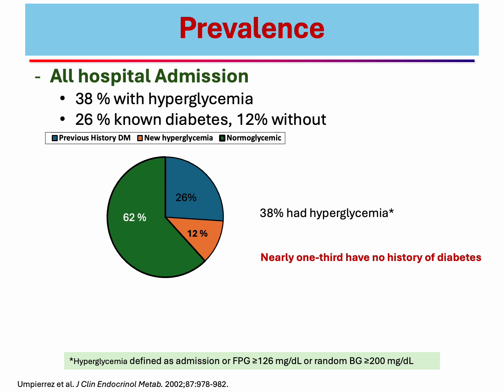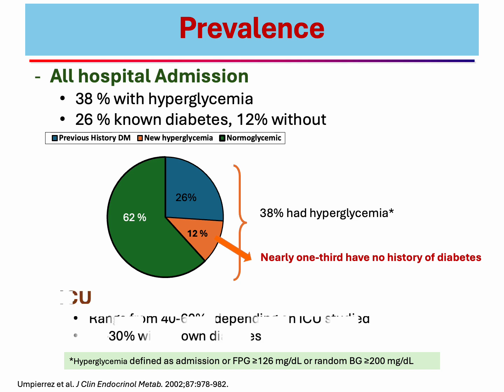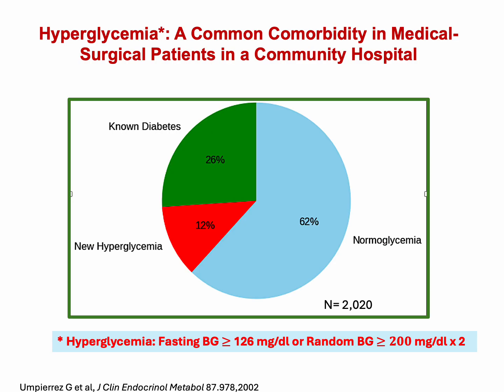Now, the prevalence of inpatient hyperglycemia in all hospital admissions in one study described by Perez et al. is about 38%, and about one-third of these had no history of diabetes. In the ICU, the prevalence ranges from 40 to 60% in the NICE-SUGAR study, and up to one-third may have a history of diabetes. So overall, the prevalence of diabetes in hospital is high and still increasing.